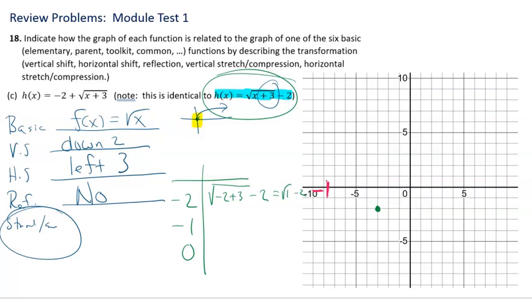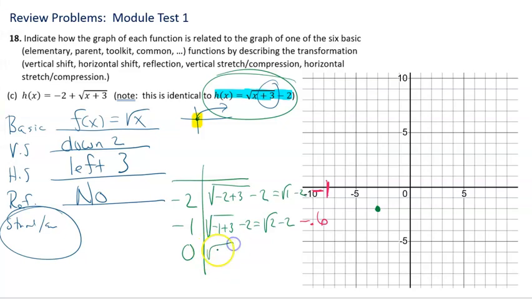Now I'm going to plug negative 1 in. So that's the square root of negative 1 plus 3 minus 2. Now, negative 1 plus 3 is 2, so that's the square root of 2 minus 2. Now, that's a calculator problem right there because the square root of 2 is an irrational number. It's about 1.4. So 1.4 minus 2 is going to give you almost negative 0.6. I'm just going to round it to negative 0.6. And then I'm going to plug in 0.